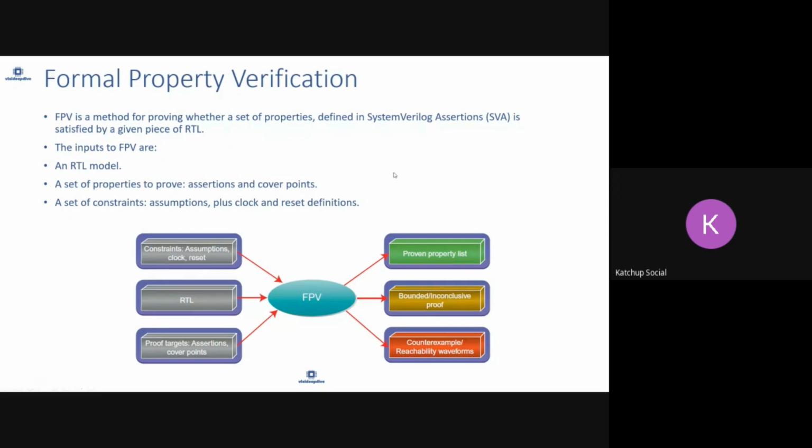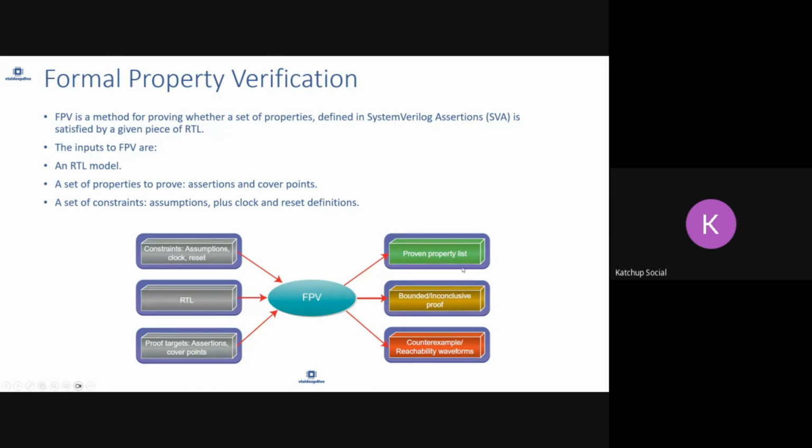So basically, in formal property verification you will give your design, which is RTL, which will convert into a binary decision diagram. Then you will give a certain set of assumptions, like these configuration registers can only be programmed to this value. And then you give some assertions or cover points which you actually want to target or verify. Then formal property verification will take all of these as input.